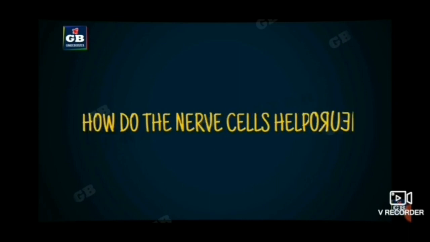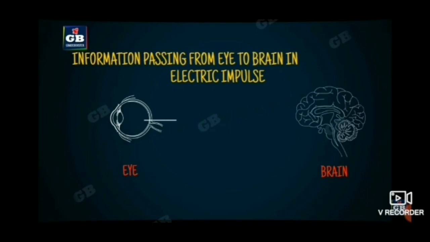So now let us see the working of the neuron. What is its role? What is its function? How do these nerve cells help us? Nerve cells help us in transmission of information from one part of the body to another part of the body. Let us understand this with the help of an example.